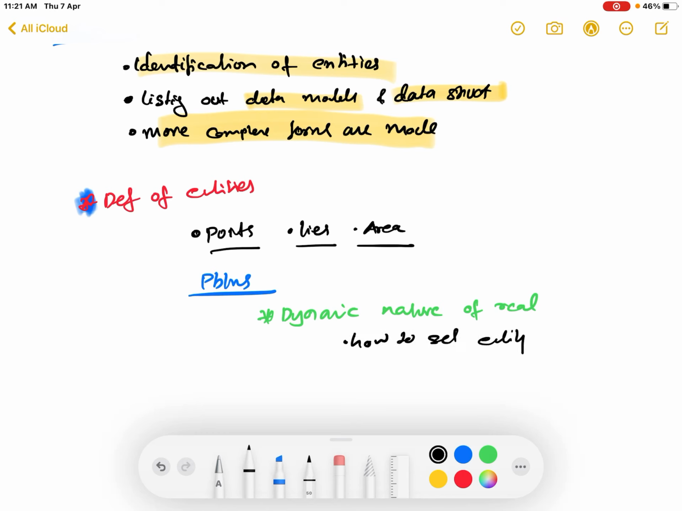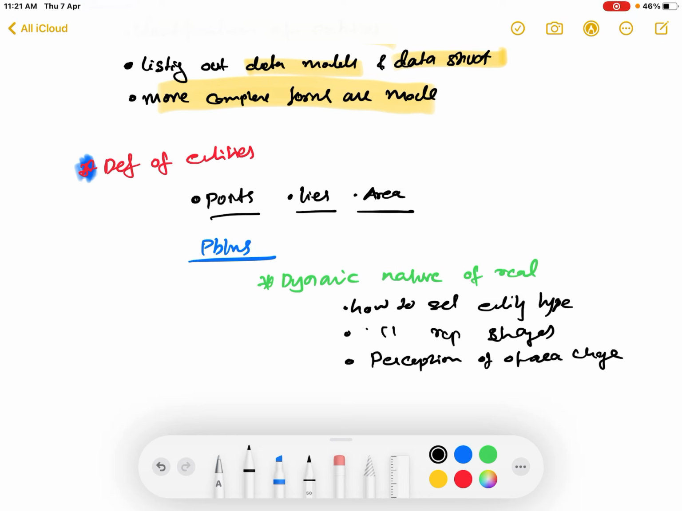Perception of area of change, how we should see the area that is changing. There are three problems that are mainly faced. First is how we select the entity type. Second, how should we represent the changes that are happening in the world. Then how should we look at the changes in an area.